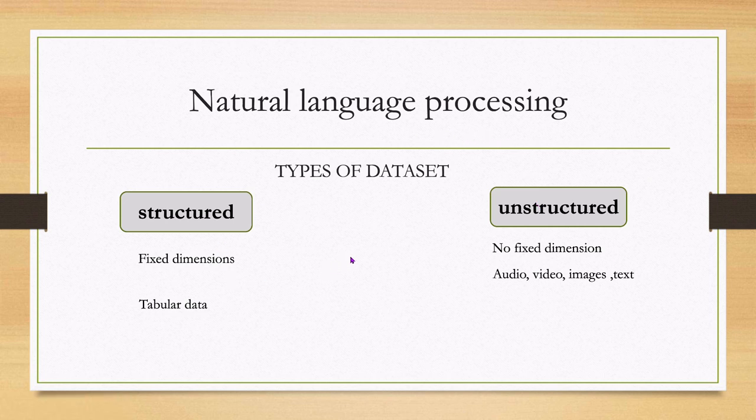Well, first let us discuss the types of dataset, structured and unstructured. First, the structured dataset. It is a type of dataset which has a fixed dimension, a fixed number of rows and columns. It contains information in a well-defined form. Generally, it is presented in a tabular form. For example, a table containing information of all passengers.